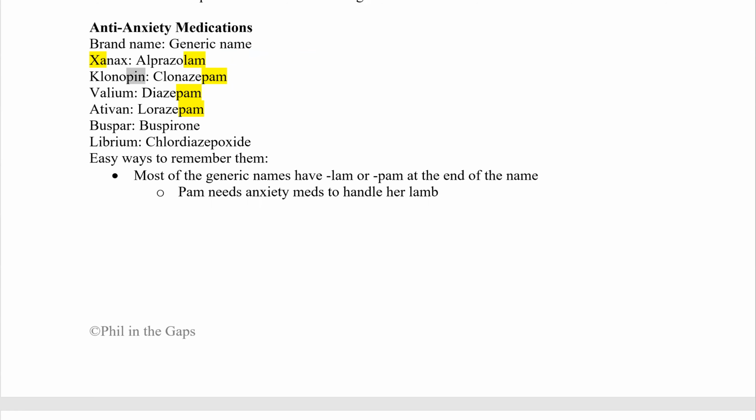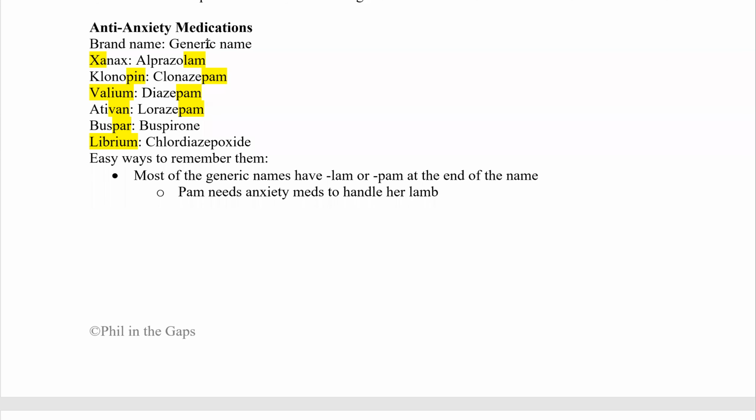Klonopin helps to put a pin in the person's anxiety to reduce it. Volume helps to turn down the person's anxiety, so the volume of the person's anxiety. Ativan, a little bit more aggressive, but bear with me. Ativan will beat up the person's anxiety, throw it in a van, and drive it away. Boost Par helps the person's anxiety be more on par. And Librium helps the person to have a more equal Librium.